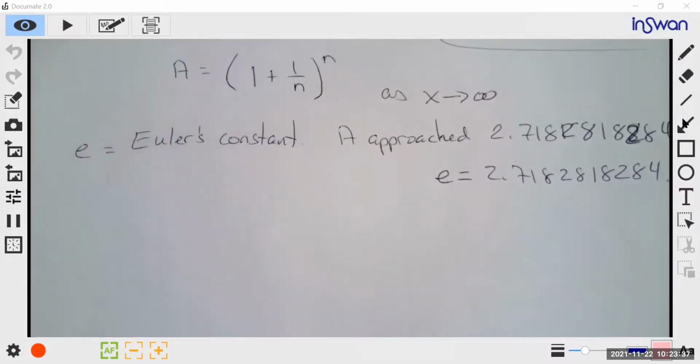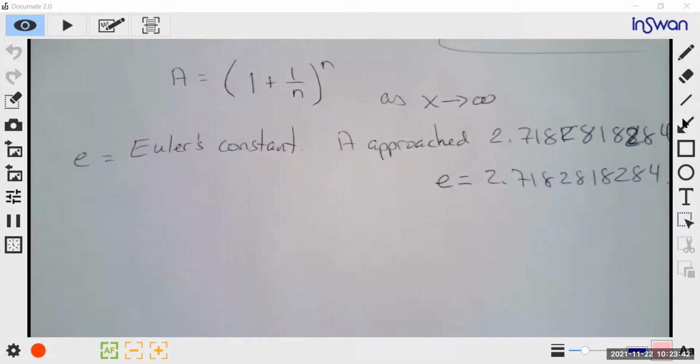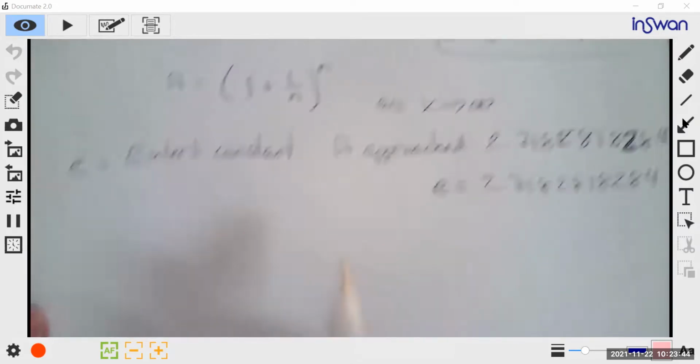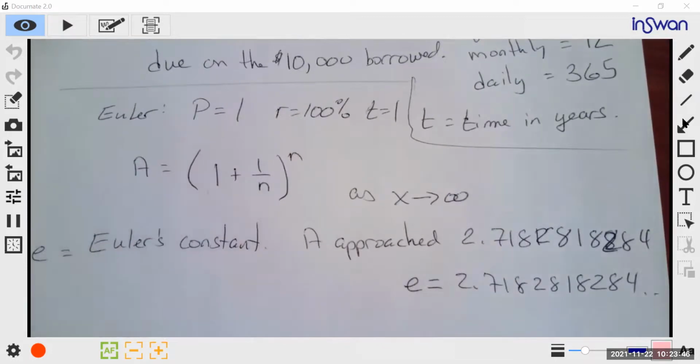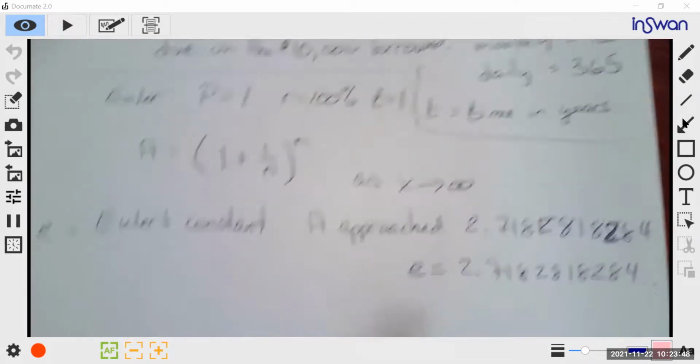In business and engineering, e is very, very important because it is a set constant looking at how something compounds over infinity.